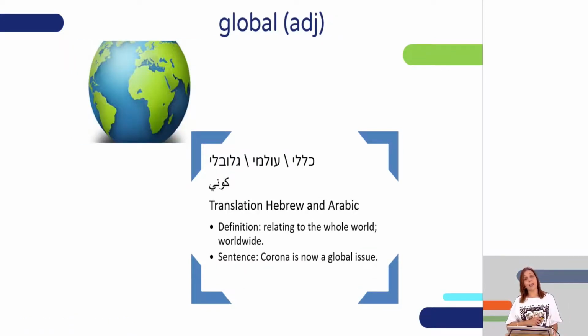We have the adjective global. Global here relating to the whole world or worldwide. Here we have a sentence which is from our daily lives now. Corona is now a global issue, a global problem, a global virus. So here global is related to the whole world or worldwide.